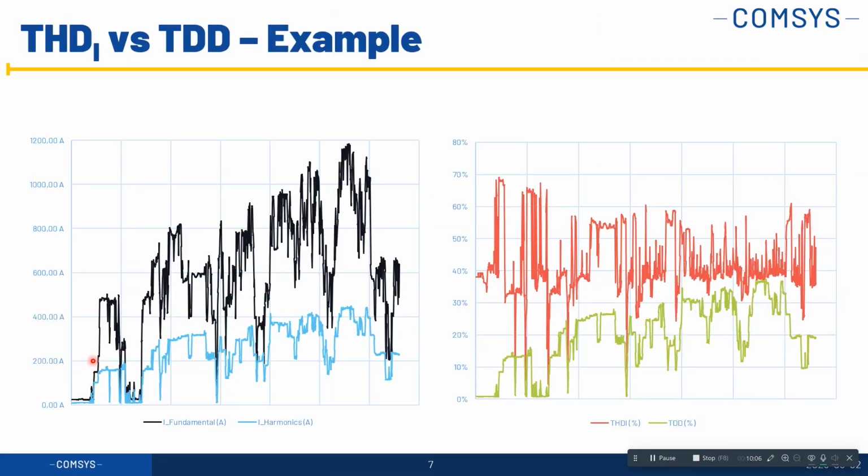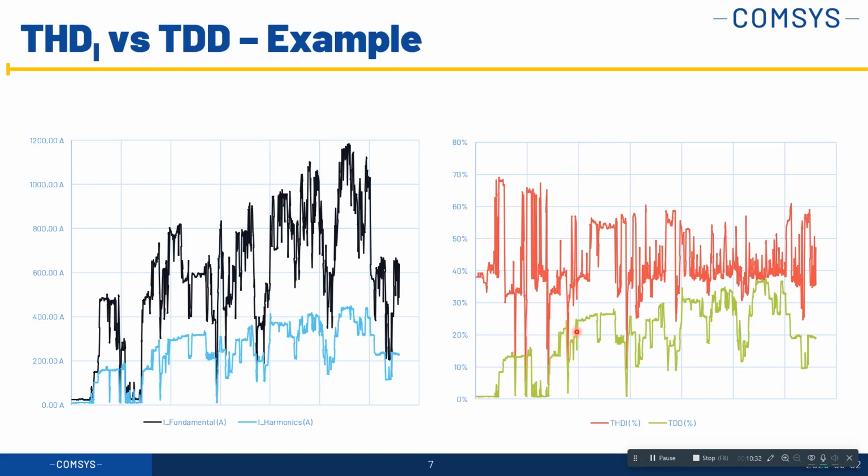So we have here a graph, and we're having in black the fundamental current, and in blue the harmonic current. And you see the harmonic current and the fundamental current is just rising up over time. Now, if we go in the traditional way with the THDI, we would always take the harmonic current and divide it by the fundamental current at every point in time, and what we're getting is this red line.